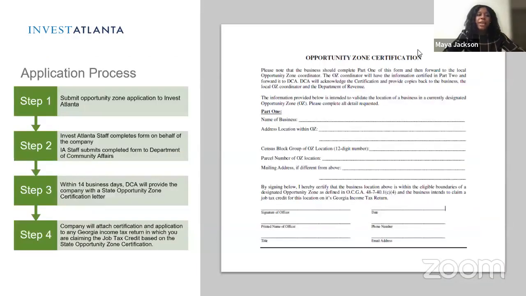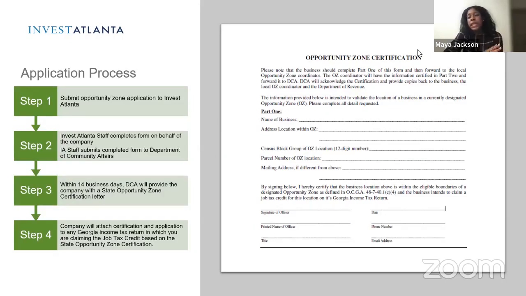Next slide. Thank you. So as a business, how do you take advantage of this tax credit? Once you find out your address is in a designation, and I'll drop the link in the chat for how you can figure out if your business is in the designation, we have a 1-page form that you'll submit to the Invest Atlanta office. We'll complete the rest of the form. So we'll do the census block and the parcel number, and then we'll send it on over to DCA.